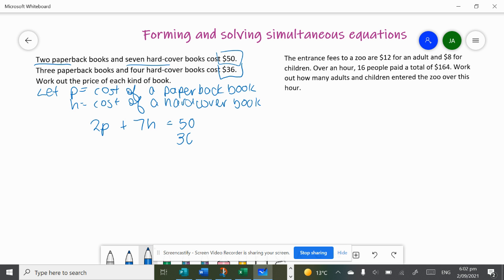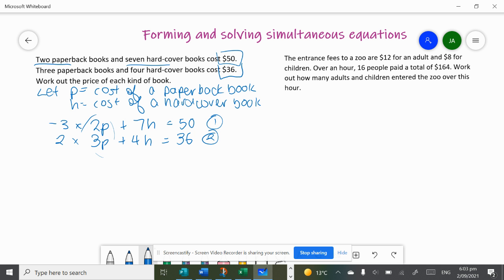We'll need another equation, and we've been given some more information here. So 36 is the total, and that's for 3 paperback books and 4 hardcover books. So now we need to look at eliminating one variable. I think it's easier to work with our P's, with the 2 and the 3. So I'm going to multiply that top equation, which we'll call equation 1, by -3, and we're going to multiply equation 2 by 2.